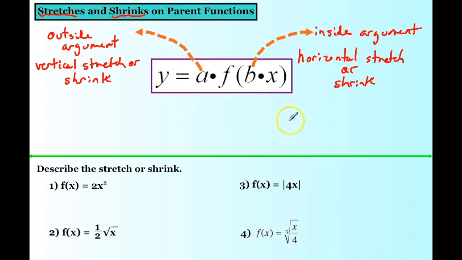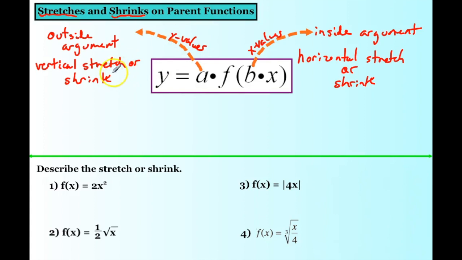So how do you know? First of all, you have to understand, okay, am I stretching or shrinking my graph horizontally, or am I stretching or shrinking my graph vertically? Remember, anything inside your argument changes your x values. Anything outside the argument changes your y values. So if we multiply by something inside, I'm going to have to multiply something by my x values. If I multiply by something outside, I'm going to have to multiply a factor by my y values.